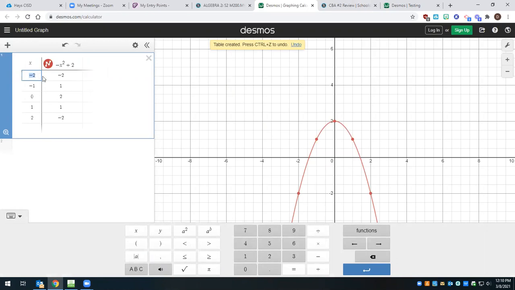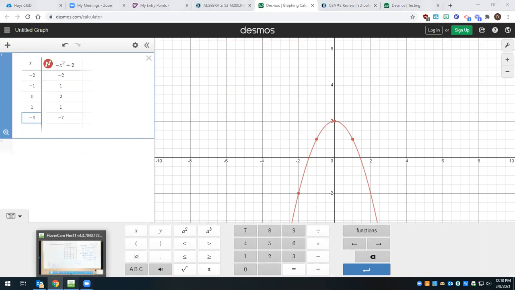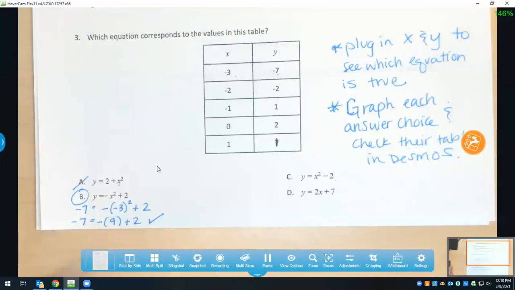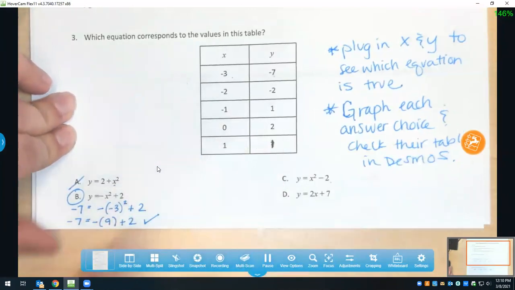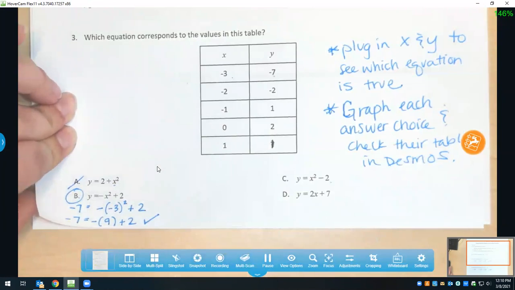Now, when you check the ones that are in the table, you'll see we're missing negative 3. So you can check negative 3 and we do get negative 7. But just as you're comparing what is in the table and the problem to the function, you should be able to see that they match. So that's a way to confirm that they match. If they didn't match, then you cross out that answer choice and move on to the next one. Okay, but that's either plug it in by hand or graph it and click the gear to see the table.